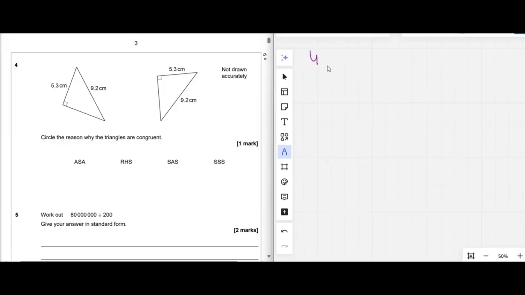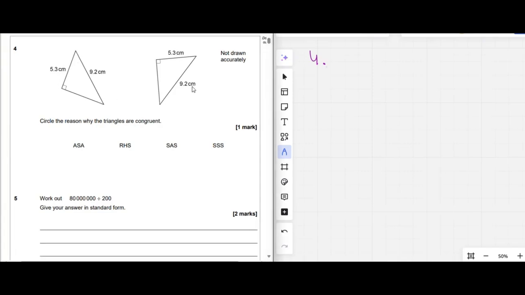Question 4. We have two right-angled triangles, and we have the same sides, 5.3 and 5.3, and the hypotenuse 9.2 and 9.2. Circle the reason why the triangles are congruent. Right angle, hypotenuse, side? RHS. That's it.